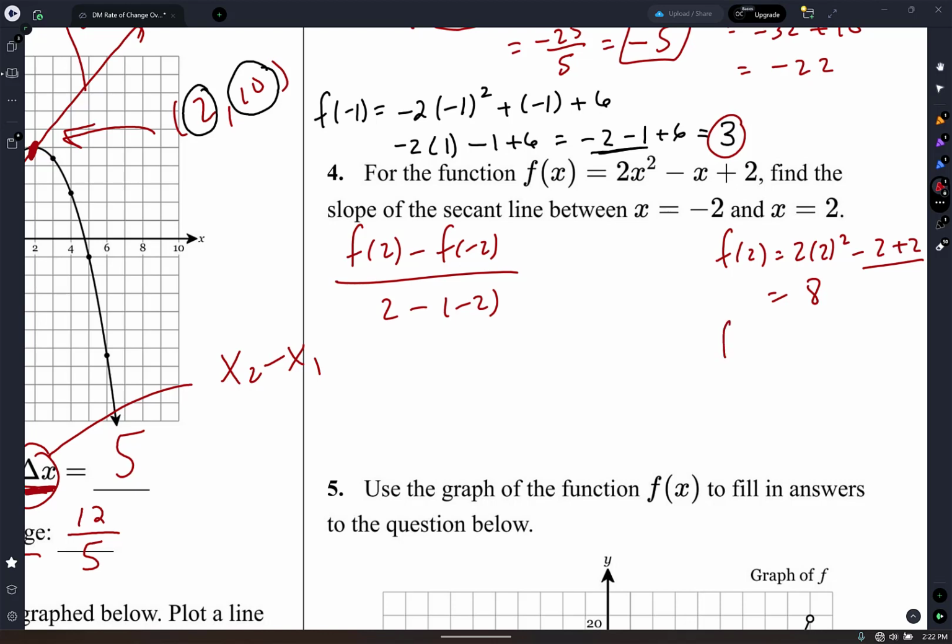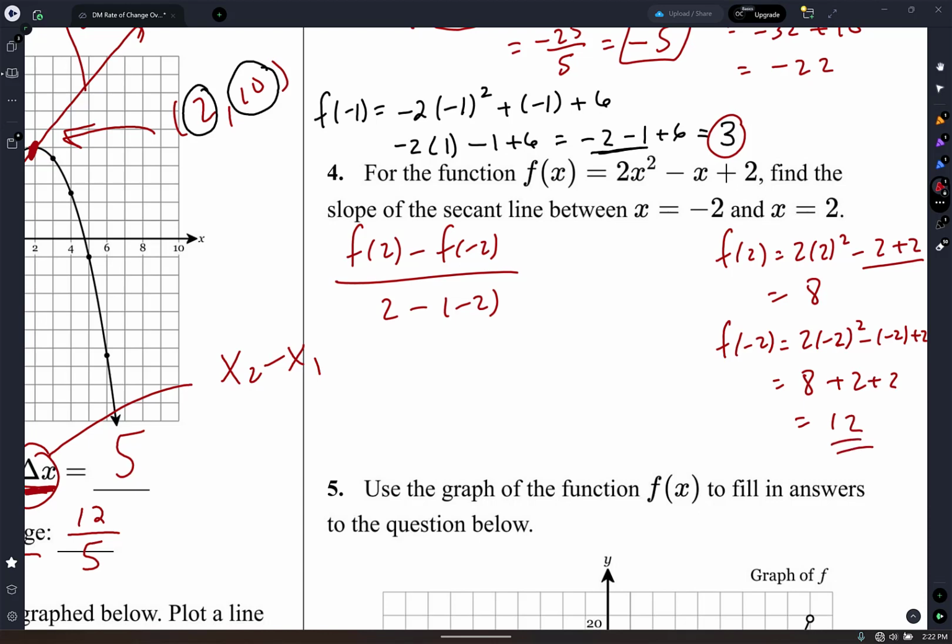I go to f of negative 2. 2 times negative 2 squared minus a negative 2 plus 2, so they don't zero out now. So let's see, negative 2 squared is 4, 4 times 2 is 8. Minus a negative is a positive, so I see plus 2 plus 2. So 8, 9, 10, 11, 12. So I see 12.